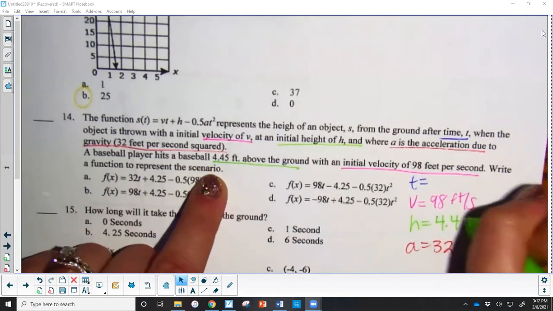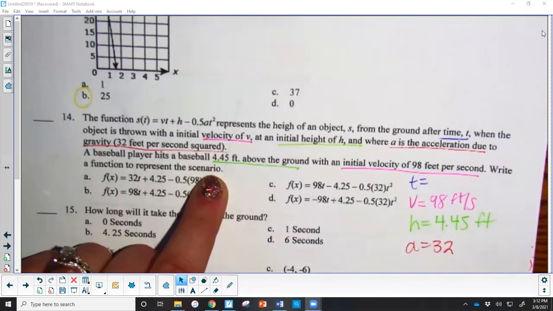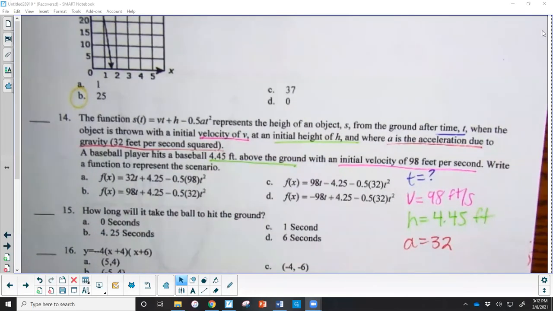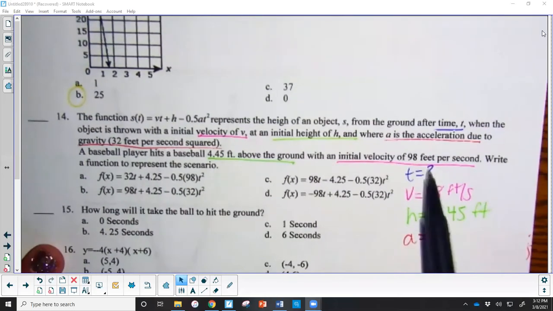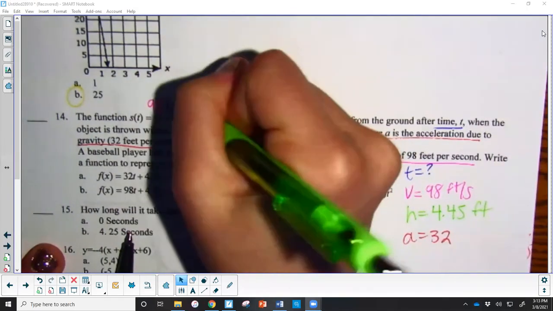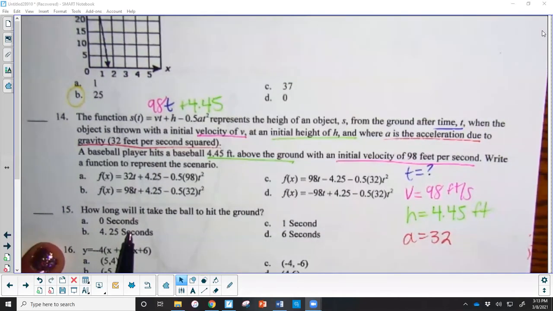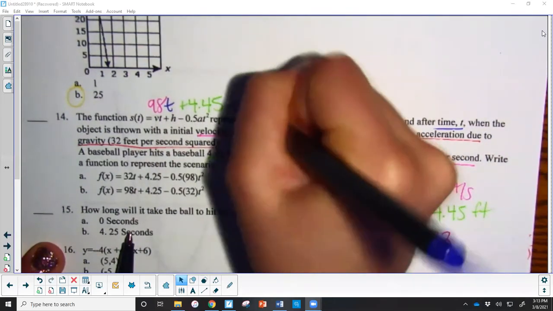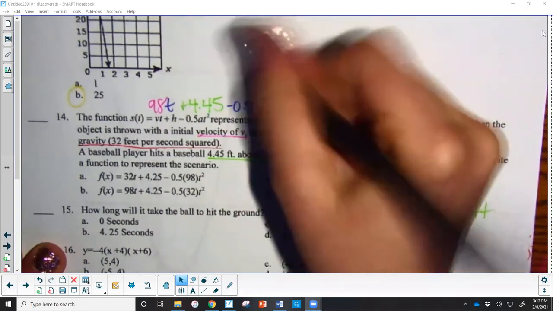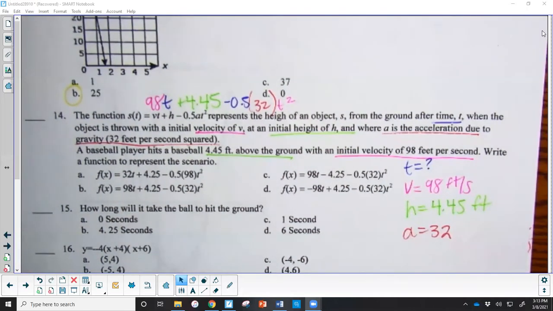So 4.45 feet, which means I don't know what my T value is, which makes sense because if I look here, it means that T is not going to be here. It's going to be inside the equation. So all I'm doing is taking each one of these and plugging it into my formula. So first things first, 98, T I don't know, plus 4.45. That minus 0.5 stays the same, 32. And then I don't know what T is, so T squared. All right, and that's it. That's all I'm doing for this function.